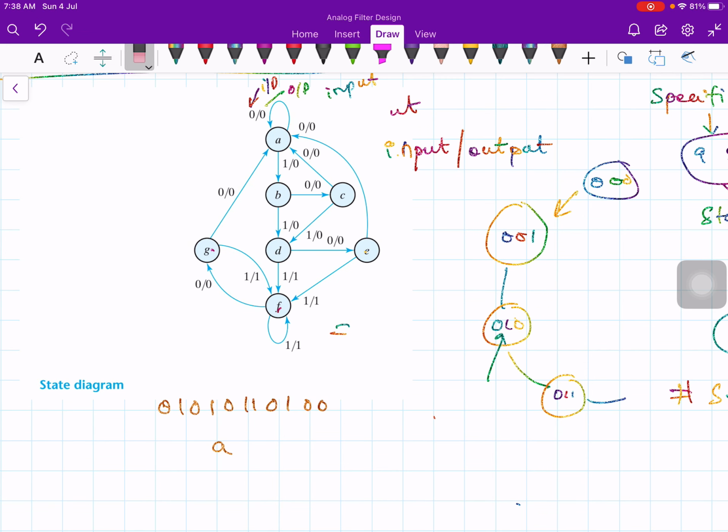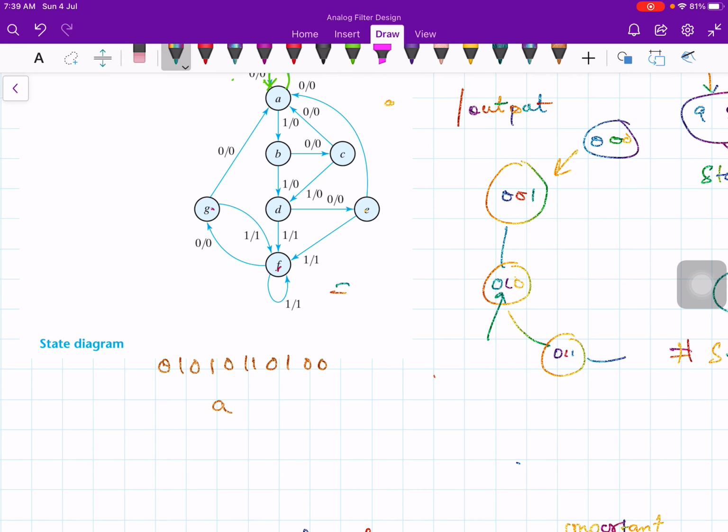Look at the state here. If you apply 0, then the output is 0, right? And if you apply 1, the output is 0, right? For 0 input, 0 output, and the state remains in state A. For 1 input, the output is 0, but the state moves to state B.